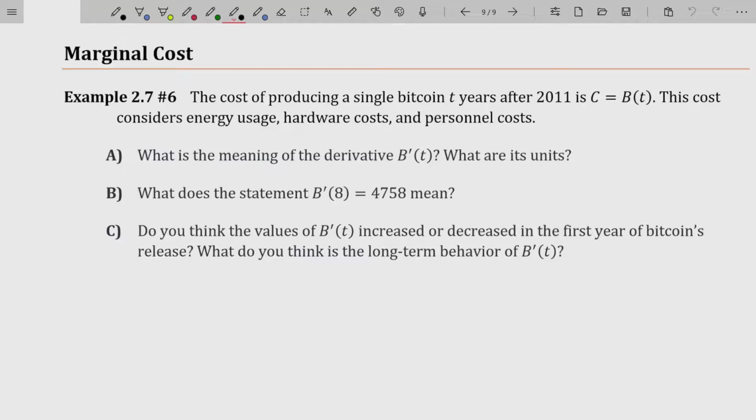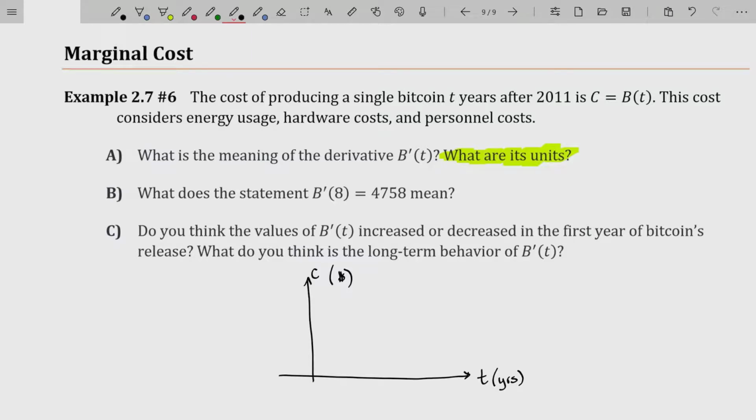And actually, I think I'm going to answer the second part first. So what are the units of B prime? Well, I need a graph to kind of help me out. So we have time in years, and this is cost, and the cost is in dollars. I don't know if it's in millions, but it's just dollars, so we'll just say dollars.